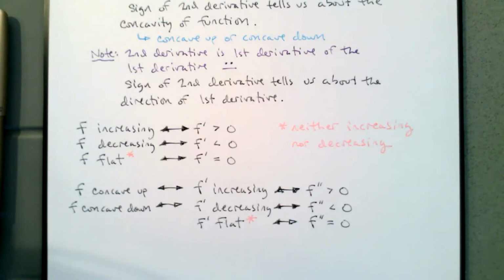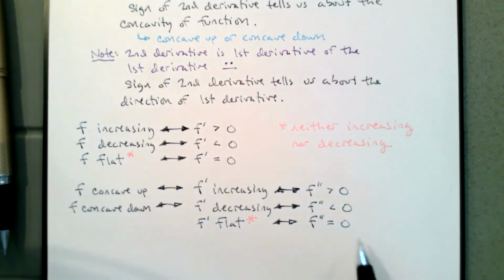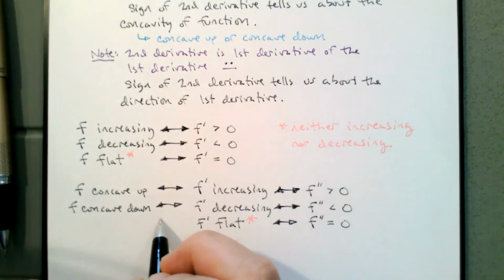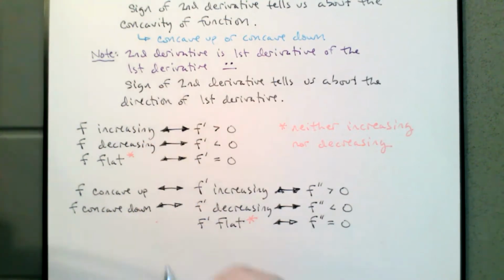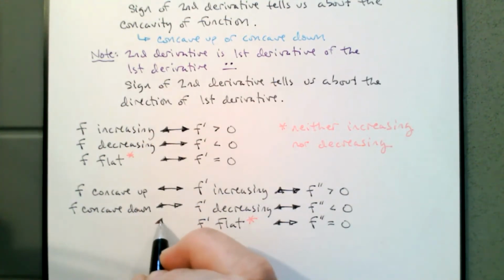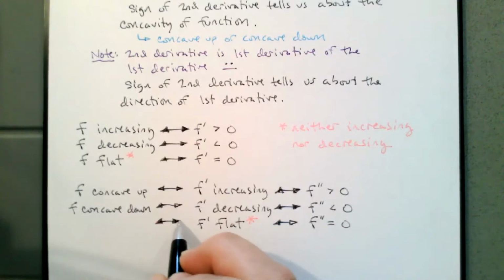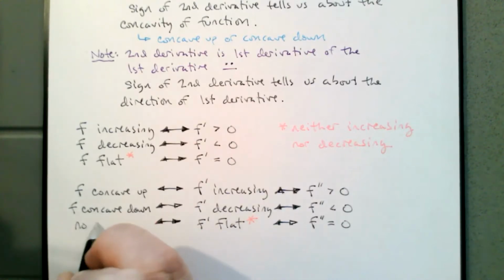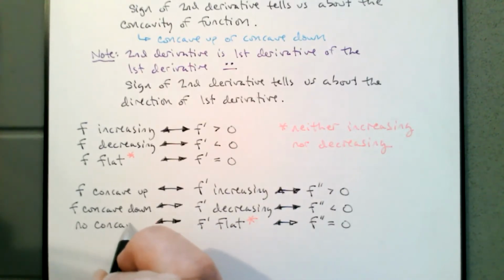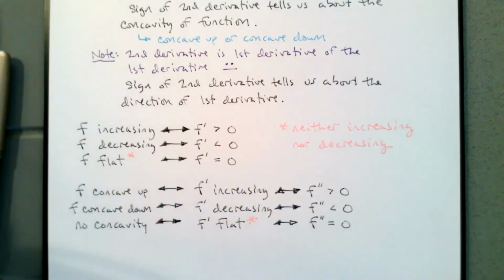In terms of concavity, if the second derivative is equal to 0, then the function is neither concave up nor concave down. If the second derivative is equal to 0, then f has no concavity.